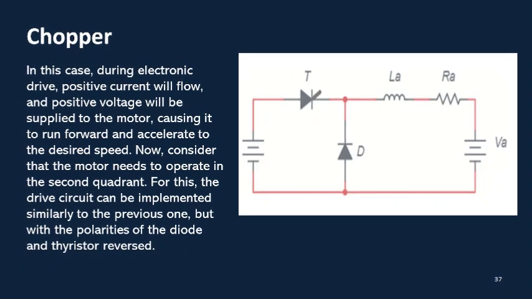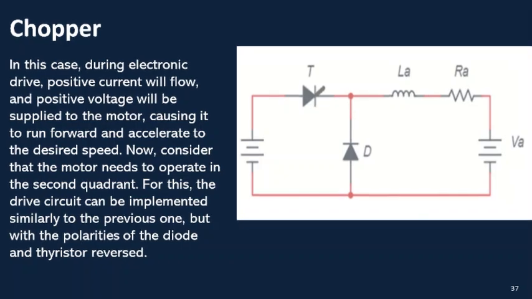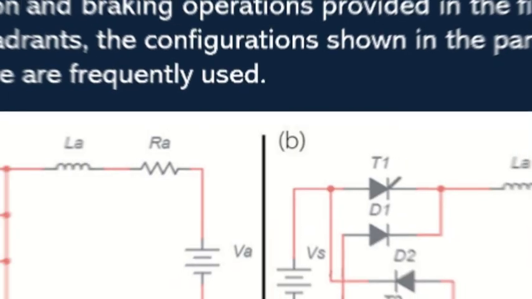However, in this case, the polarities of the diode and thyristor would be reversed. This adjustment allows for the flow of negative current and the supply of negative voltage to the motor during electronic drive. Consequently, the motor can operate in reverse and decelerate as needed.